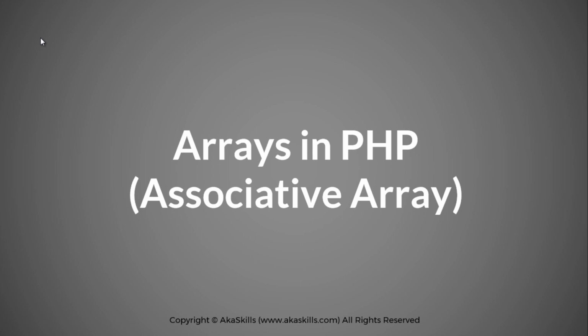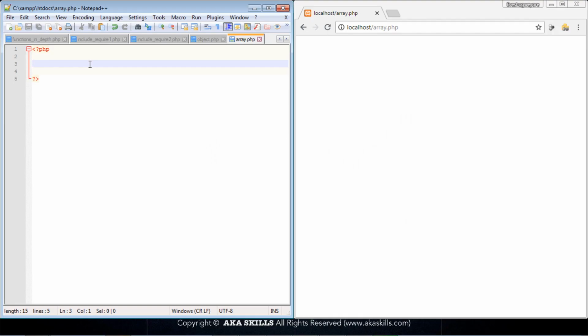Array number 2, associative array. This is another interesting array that you can make use of in PHP. This one is so sweet because it makes use of the key value pair. It makes it very easy to access your values. So what am I actually talking about? We'd have to create one for you to understand.